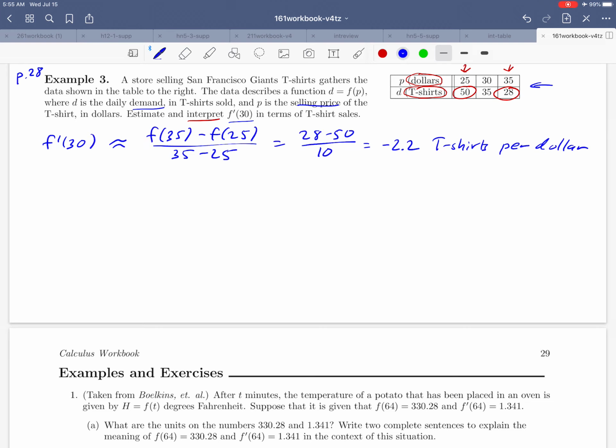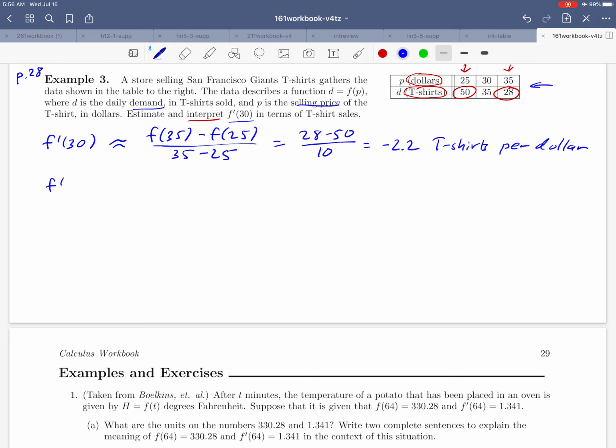Okay, so how could we explain that number that we just calculated? Well, it's kind of measuring the rate of change of the number of t-shirts that people are buying relative to the price of the t-shirt. So telling us that the number of t-shirts that are going to be bought are going down as the price increases. Okay, so here comes a sentence that might tie all of this together.